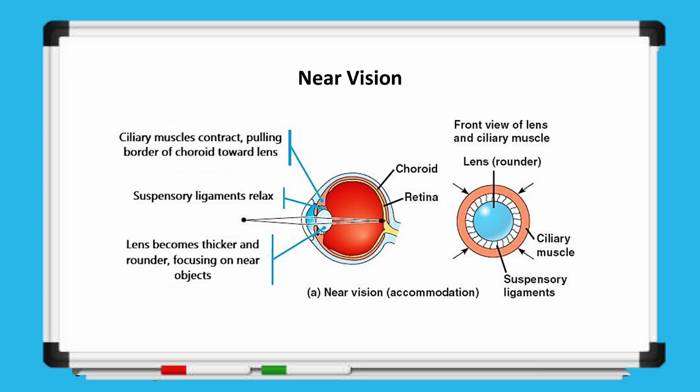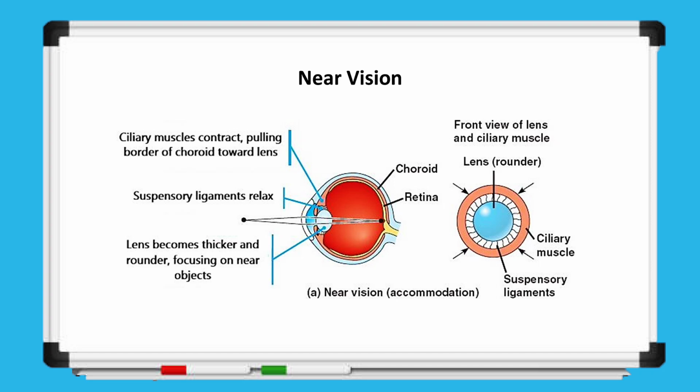As you can see here, a diagram illustrating accommodation for near vision. When focusing on a close object, the ciliary muscles contract, pulling the border of the choroid closer to the lens. This relaxation of the suspensory ligaments reduces the tension on the lens, allowing it to become thicker and more rounded. As a result, the lens can bend light more strongly to focus it sharply on the retina.